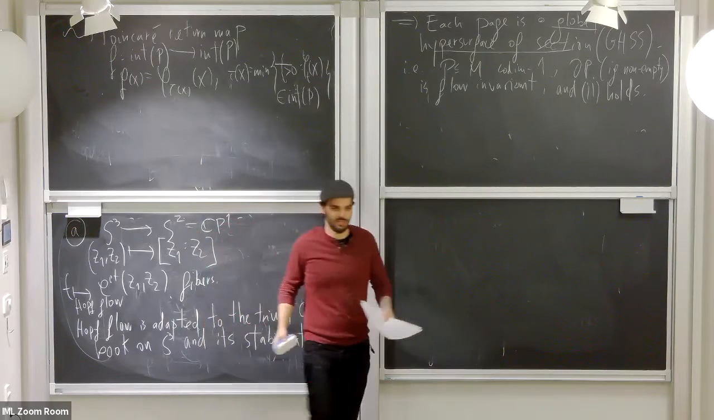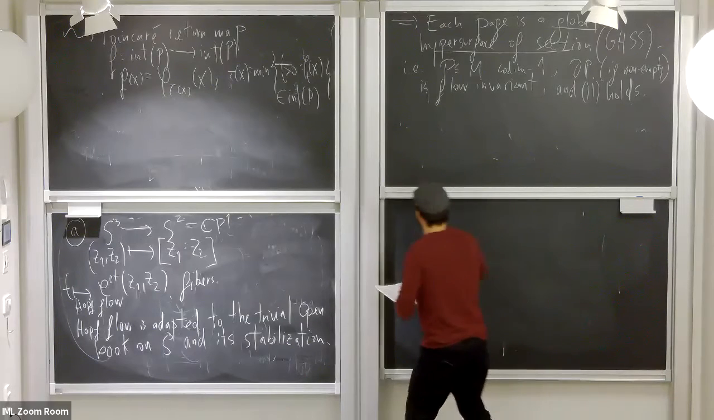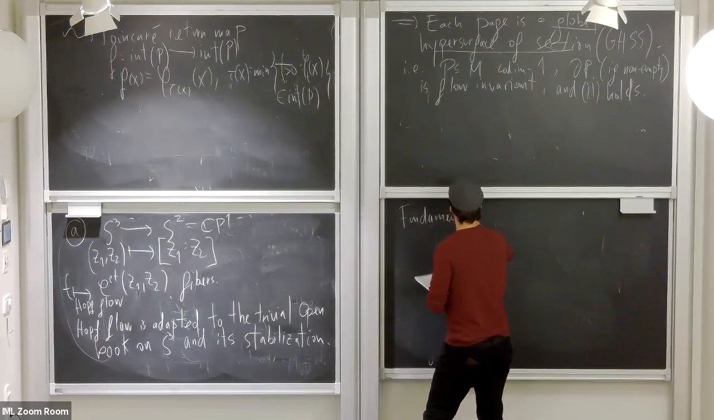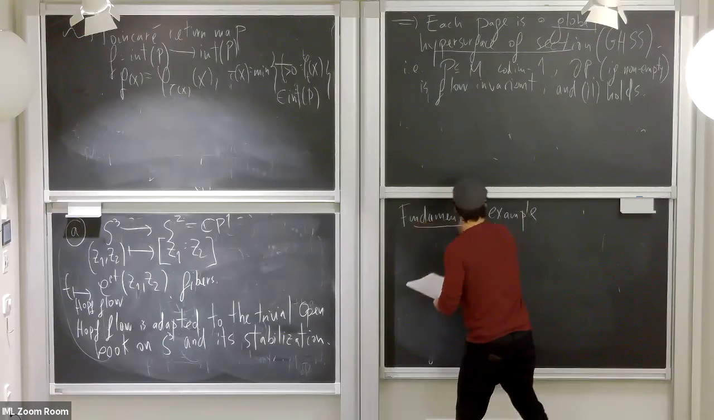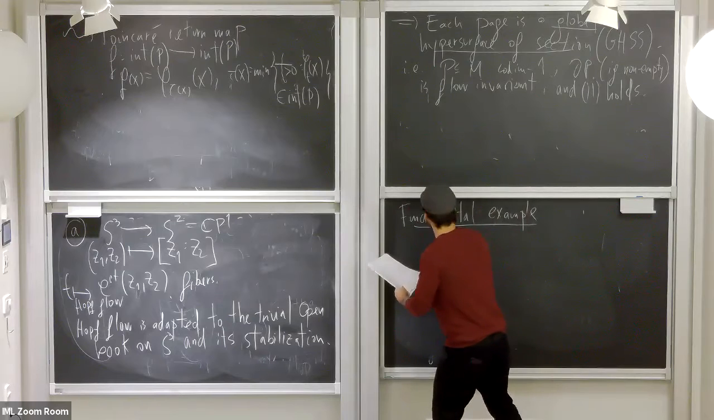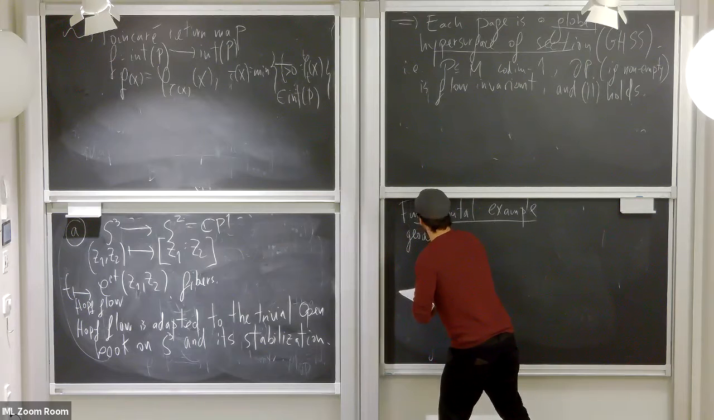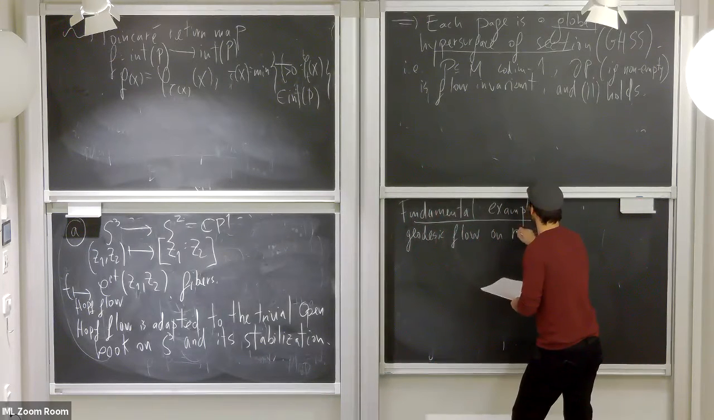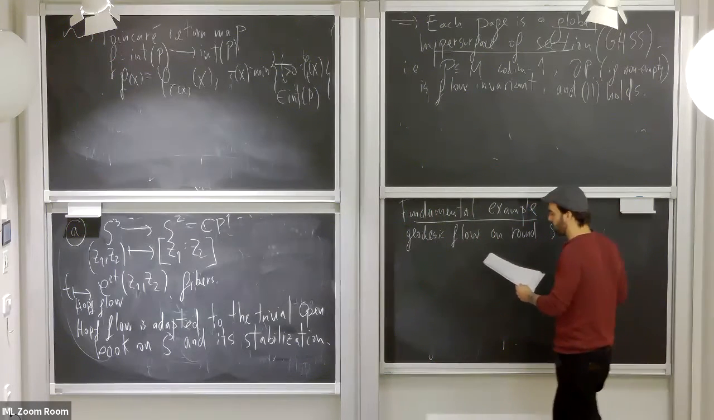So this is a picture that you should have in mind. So the fundamental example for me is the geodesic flow on a sphere. So this is on Sn. So this is a geodesic flow on a round sphere.